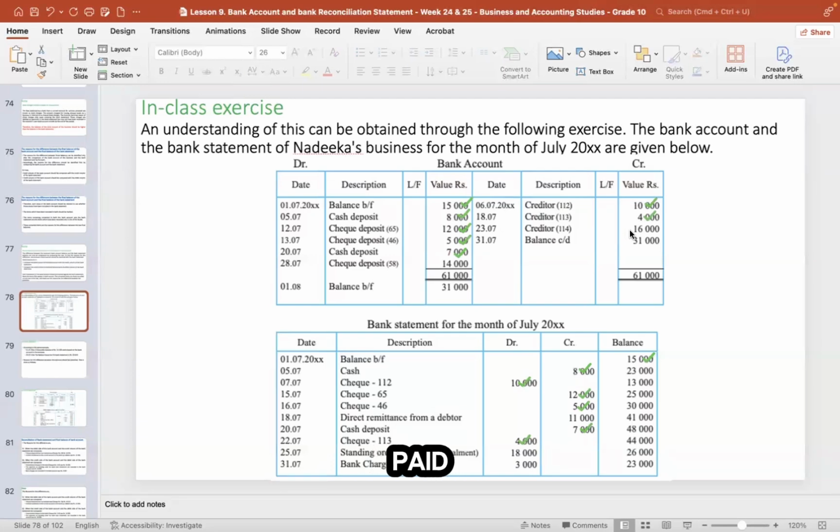We have paid a check. It's been not recorded in the bank statement. So check issued but not realized. Okay, the check has been issued but it has not been realized.